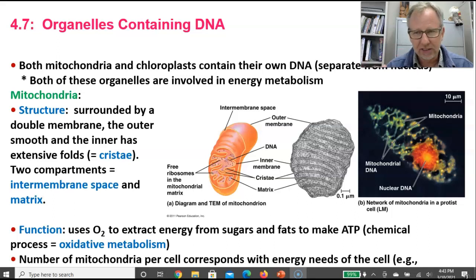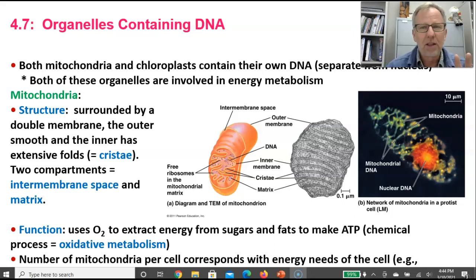The DNA in the nucleus makes up the vast majority of DNA in a cell, and that DNA is controlling the processes of life in a cell. The DNA in a mitochondria or chloroplast doesn't contain very much information, and it is helping to make proteins that are only found in those organelles. Both of these organelles are involved in energy metabolism. So let me say a note about that before I move on to the mitochondria.